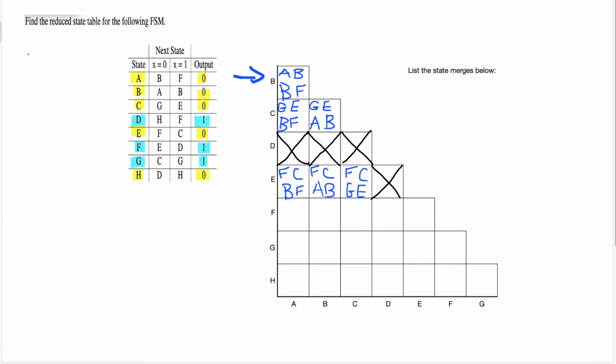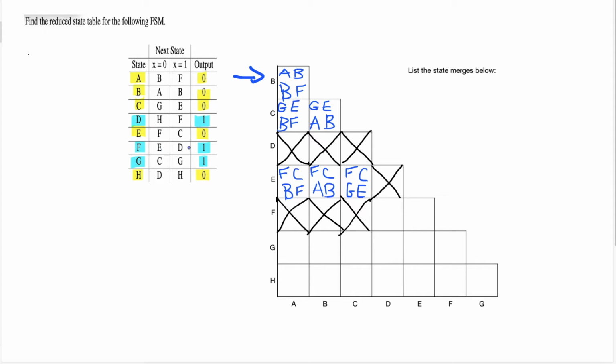We have F and A. F and A are not the same color, so we're going to have a big X over here. F and B are not the same color, so another big X. F and C are not the same color, another big X. F and D are the same color as we can see here. So for F and D, we're going to write the same thing.